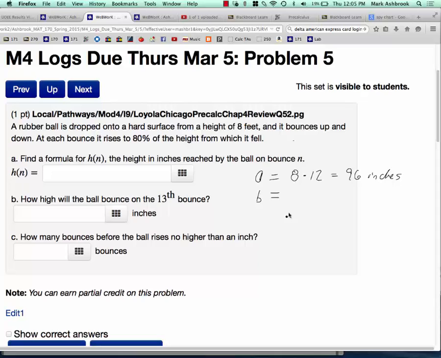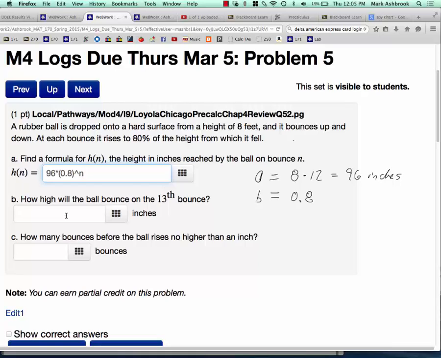Remember, what we want for the value of b is what we keep. It's the amount that we keep. And that's what they're giving us. They're not giving us the percent lost. They're giving us the percent kept every bounce. Do you see that? So this is going to be 0.8. So we can use our exponential form. Our input is n, so it's going to be 96 times 0.8 to the n.